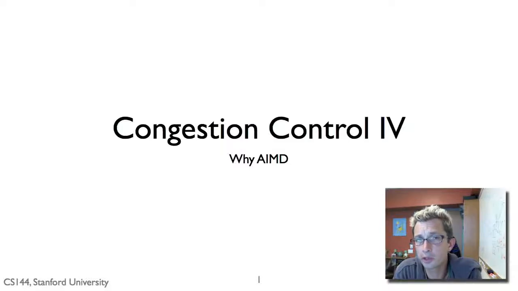So in the video about TCP Reno and New Reno, I said that additive increase, multiplicative decrease turns out to be a really powerful and very effective mechanism for congestion control. In this video, I'm going to try to give you some intuition as to why it works so well, and why it is generally used on the internet.